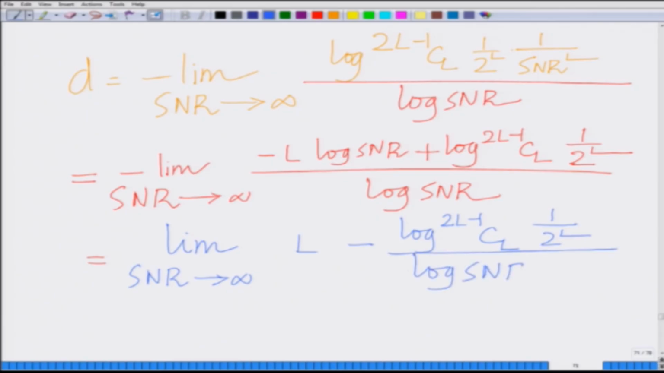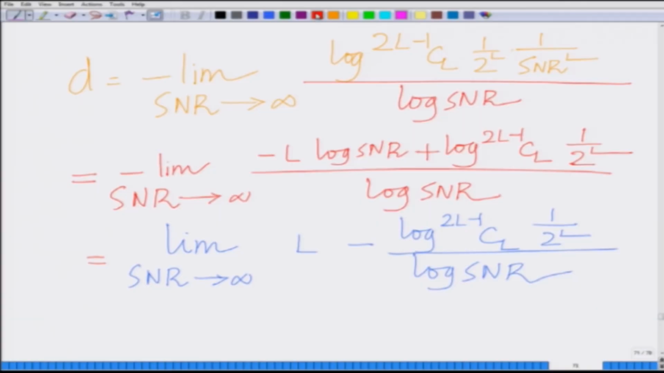Now, you can see that this quantity, log of (2L minus 1 choose L) times 1 over 2 raised to the power of L, is a constant. So, this constant divided by log of SNR, as SNR tends to infinity, this quantity tends to 0. Therefore, we are left with this quantity L. So, the diversity order equals L as SNR tends to infinity.